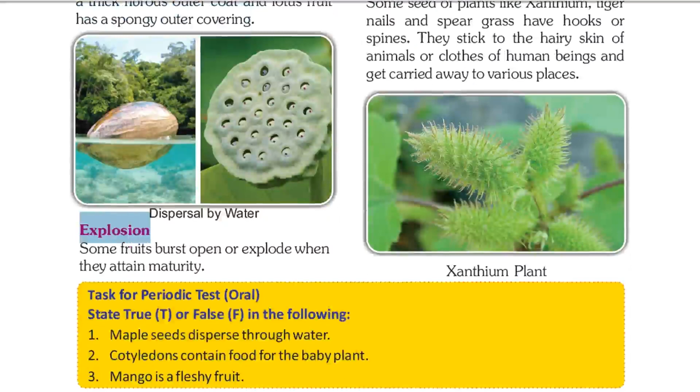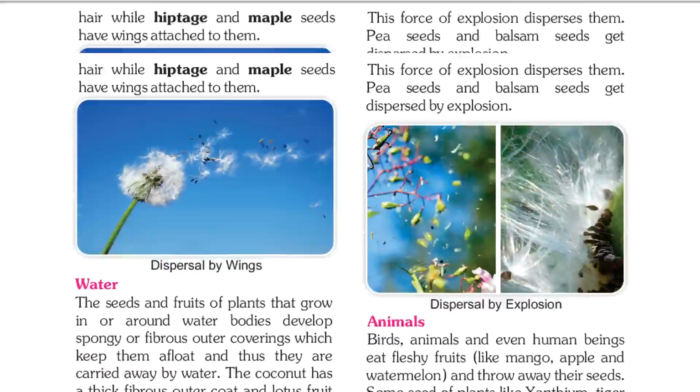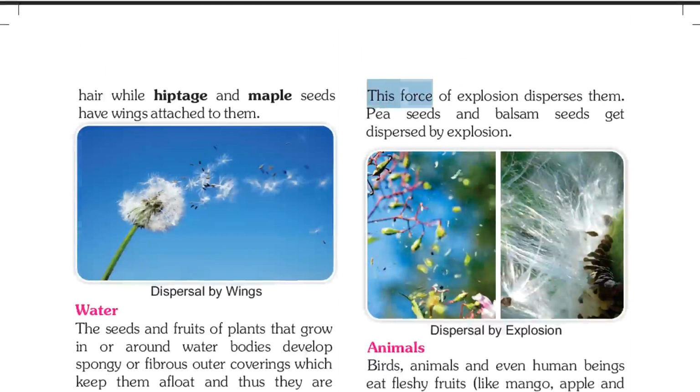Explosion. Some fruits burst open or explode when they attain maturity. This force of explosion disperses them. Pea seeds and balsam seeds get dispersed by explosion.